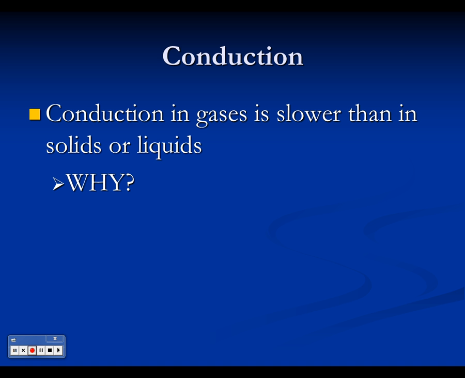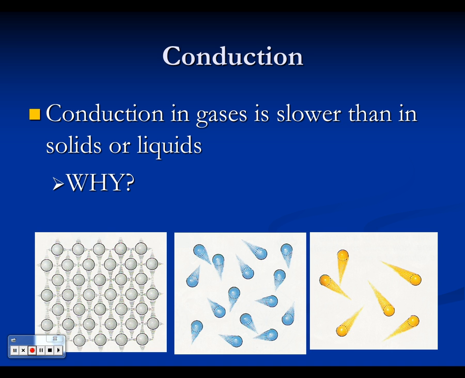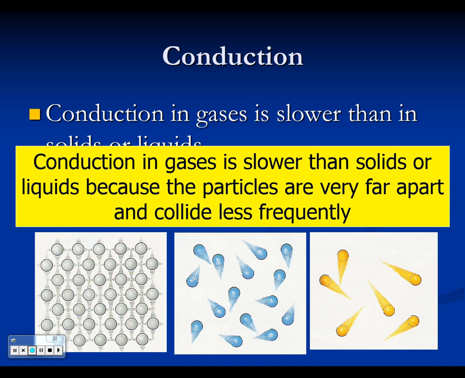There's a lot of space in between the individual particles. Yes, they move quickly, but there is a lot of space between them. So, how often do they come in contact with each other? Particles of a gas, how often do they come in contact with each other? Every once in a while. Not real often, especially when compared to solids. The picture on the left represents the particles in a solid, the middle a liquid, and the right a gas. So, why does conduction happen more slowly in gases? Because those particles are so spread out, and those collisions happen less frequently, and therefore it does not conduct energy very well.